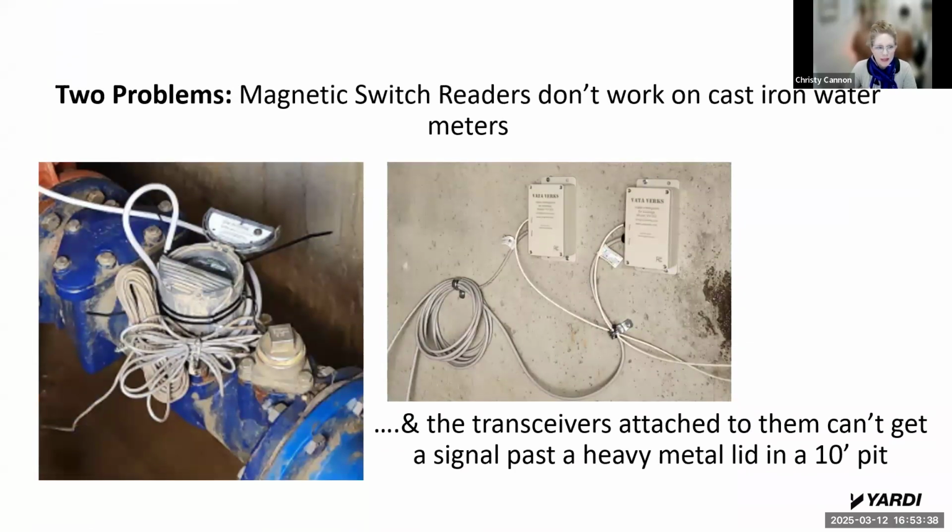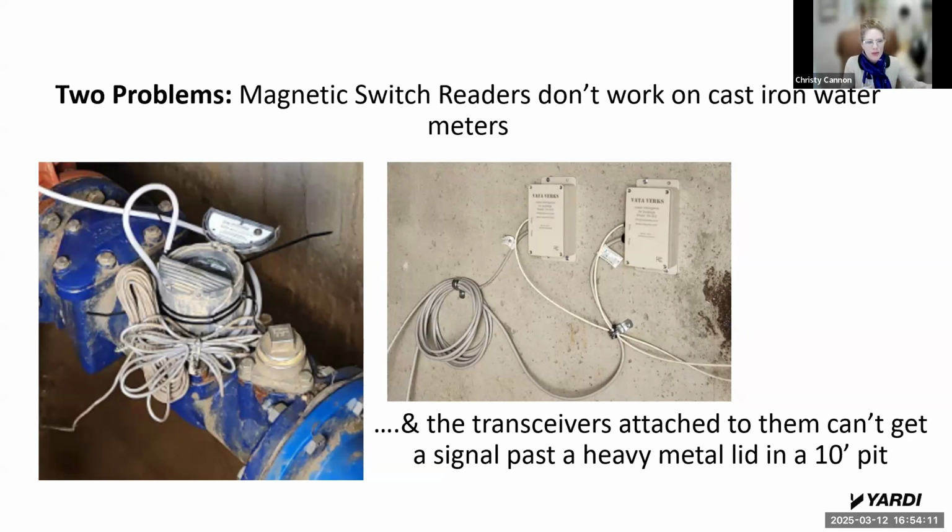Ultimately, what we found out was magnetic switch readers don't work on cast iron water meters. It's such a common sense thing, right? It's like physics 101. Come on, of course magnetic switch readers don't work on cast iron, but we didn't give it any thought. So for months and months, multiple visits, we're going out trying to figure out why these sensors worked on one meter, but they didn't work on the other water meter. And they were fine on gas. We couldn't figure out what was going on.